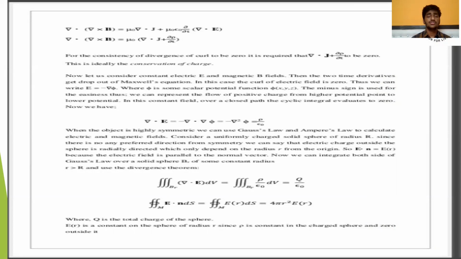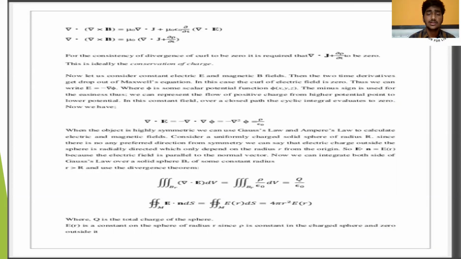Now, let us consider constant electric field E and magnetic field B. Then the time derivatives get dropped out of Maxwell's equations. In this case, the curl of the electric field is 0. Thus, we can write E is equal to minus delta phi, where phi is some scalar potential function phi of x, y, z. The minus sign is used for ease.